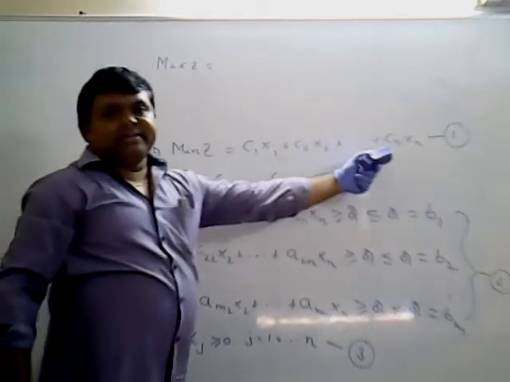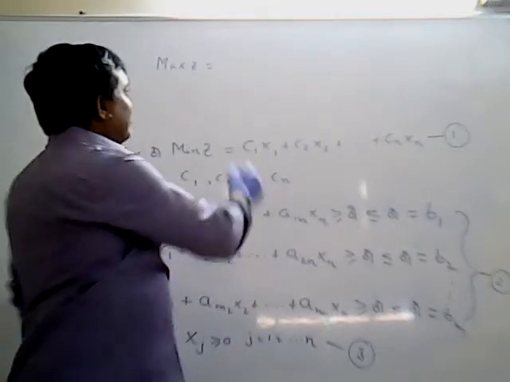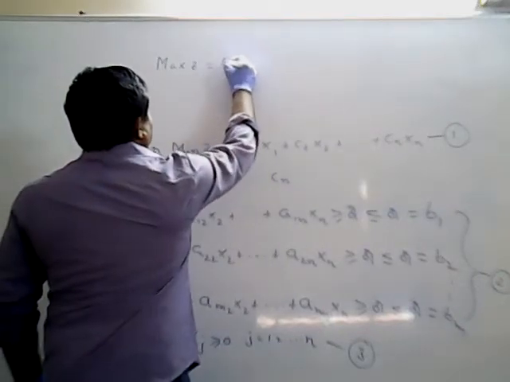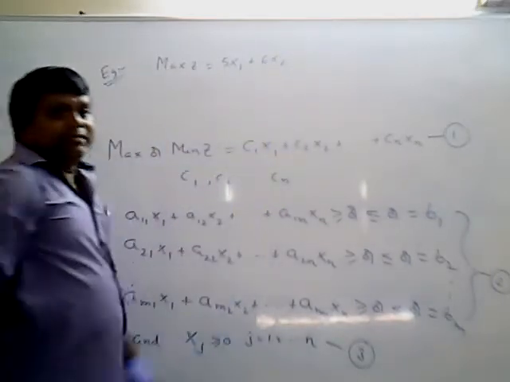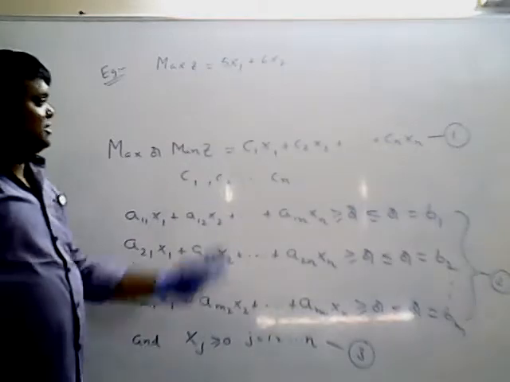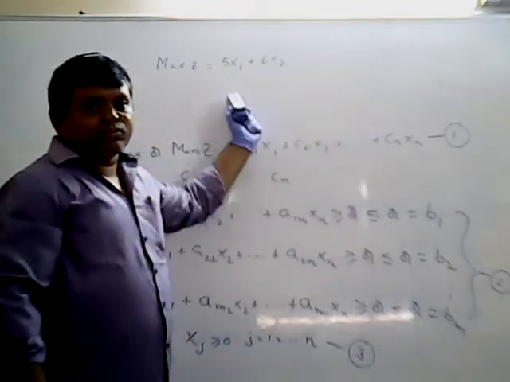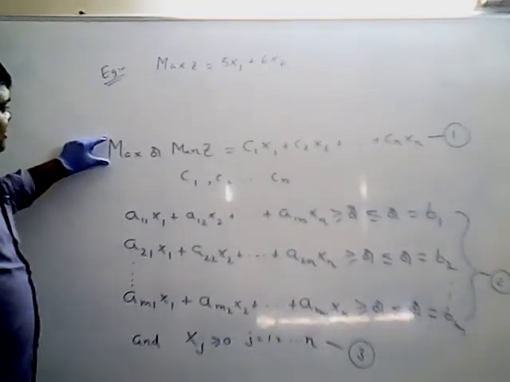Generally n decision variables are there. In the problem only two decision variables are there, x1, x2. So I will consider 5x1 plus 6x2. LPP means all are linear equations only, so order is 1. This is in general n variables. If you have two variables, you will get like this. Maximum z equal to. Now the objective function is completed.